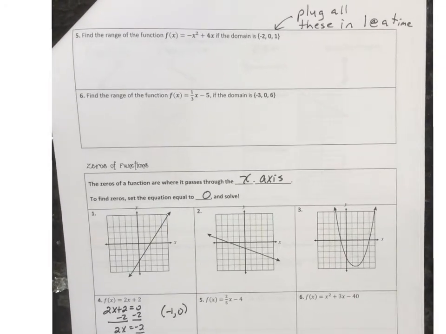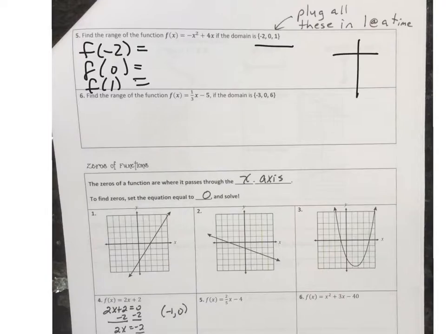Okay, on this page, basically on number 5, it says find the range. This is just like the previous problems, except I give you a set of negative 2, 0, and 1, so you're going to plug in f of negative 2. And then you're going to find out what that answer is. Then you're going to plug in f of 0. Find out what that answer is, and then finally f of 1, and find out what that answer is. You're going to do the same thing on number 6. You're basically finding the corresponding range for the domain. If you want to create a t-chart, you can as well.